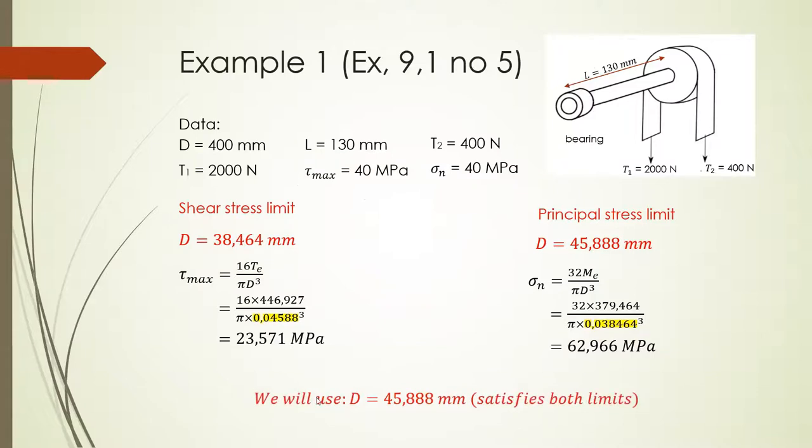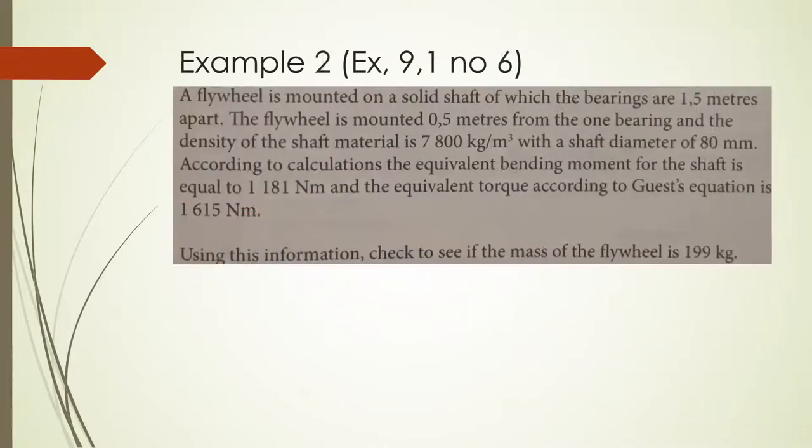So which one are we going to use? We're going to use a diameter of 45 because it satisfies both limits. That is what we are going to be doing. Because this 38 cannot satisfy the principal stress because it goes beyond 40. But the 45 satisfies the shear stress as well as the principal stress, the 45 millimeters. Okay. They didn't ask that, but I'm just saying, just in case you do get a question like that, where you have to identify.